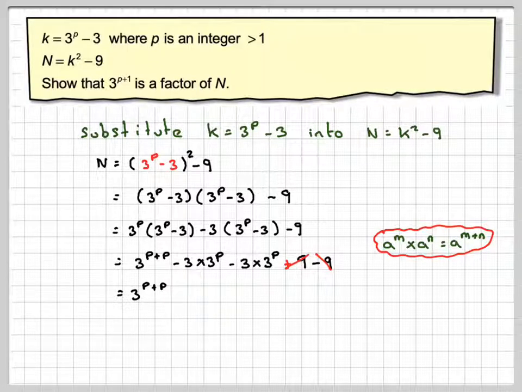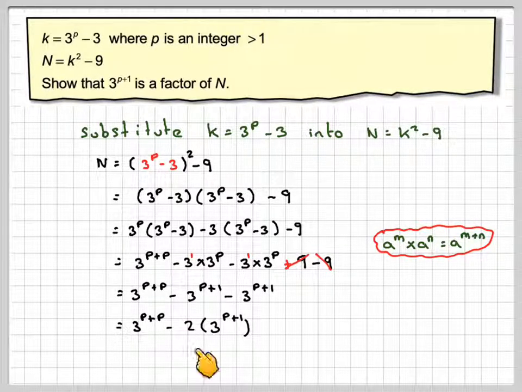Now 3 is 3 to the 1. And then using this, that means we add together the powers. We're going to get p plus 1. So minus 3 to the p plus 1. Similarly, we're going to get a similar thing here. Now we have minus two lots of this. So we'll rewrite this as 3 to the p plus p minus 2 times 3 to the p plus 1.